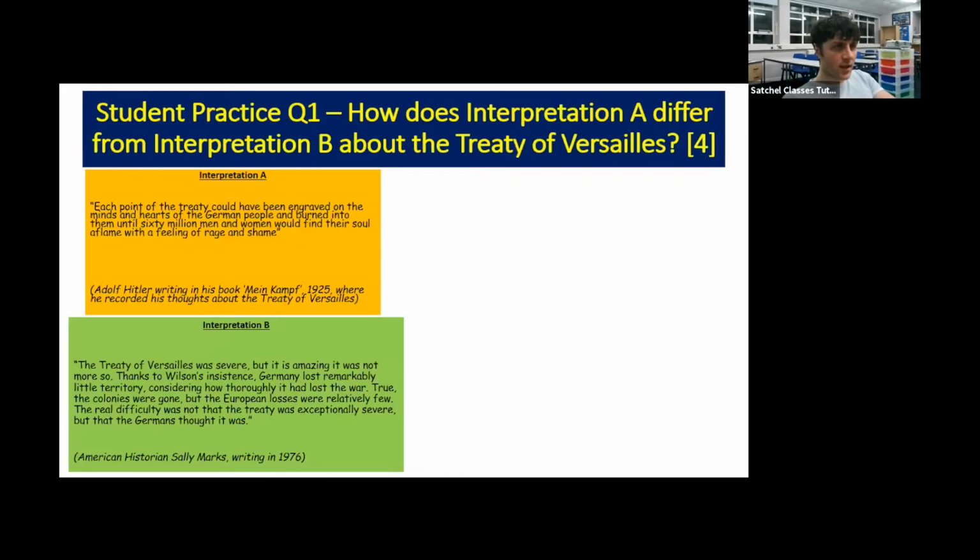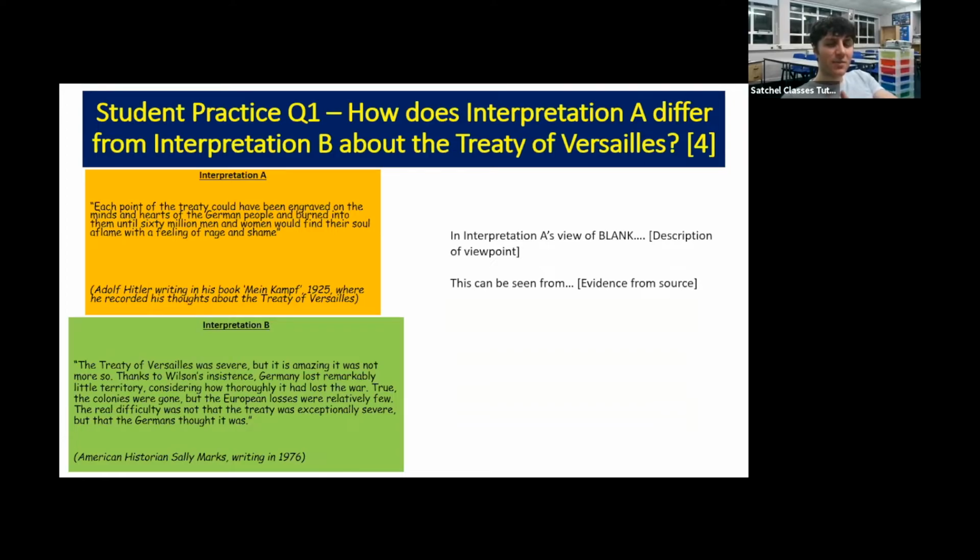So, your turn to have a go now. You're going to answer this question. How does interpretation A, Adolf Hitler's view, differ from interpretation B, Sally Marks's view, about the Treaty of Versailles? Just a reminder about the sentence stems. This is how you hit your 4 marks. You're going to say, in interpretation A's view of blank, in this case, the Treaty of Versailles, and then you're going to describe Hitler's viewpoint.